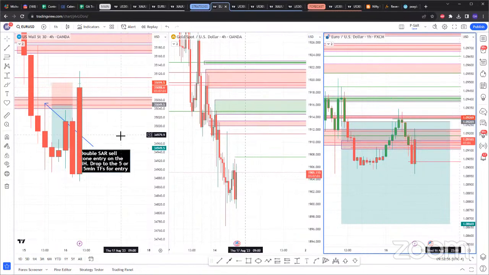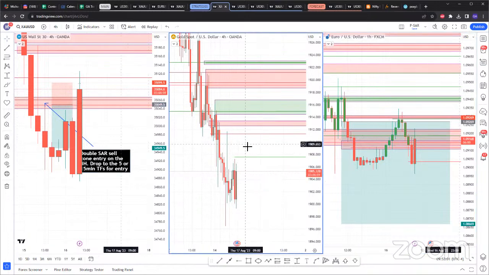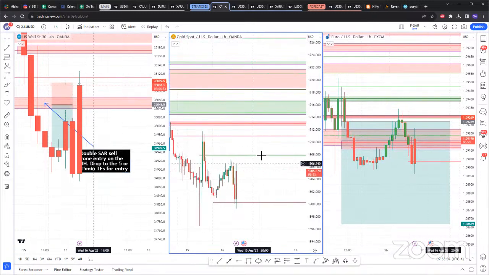Given that I'm still bearish on all three instruments, gold, unfortunately, I don't see any entry on, whether it's on the 4-hour or the 1-hour. So keep in mind, I'm only looking for entries from those SAR regions.